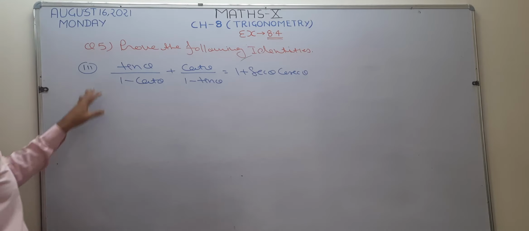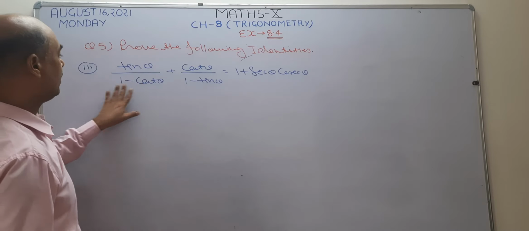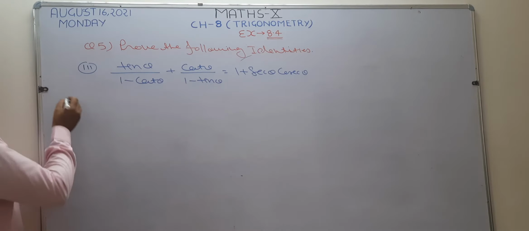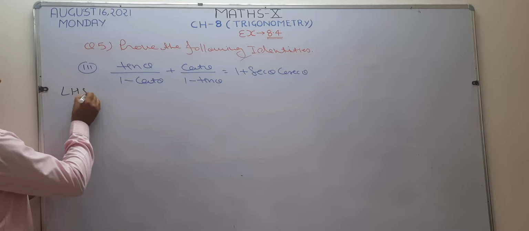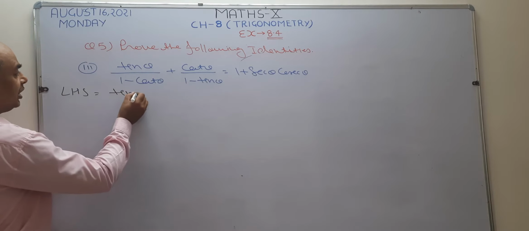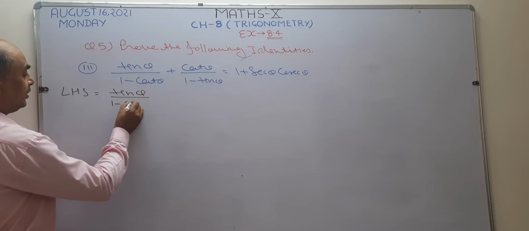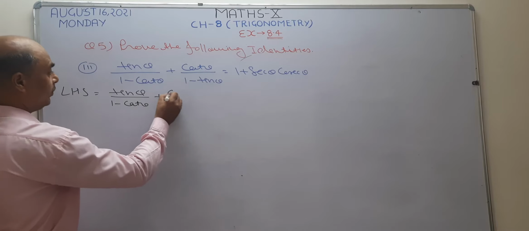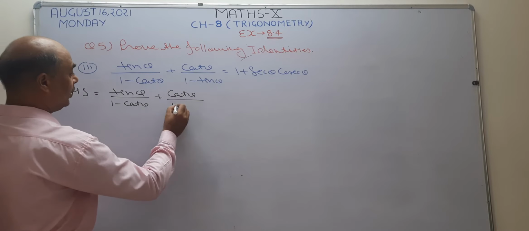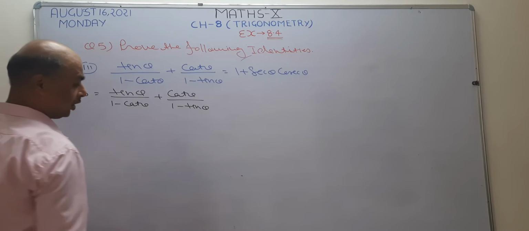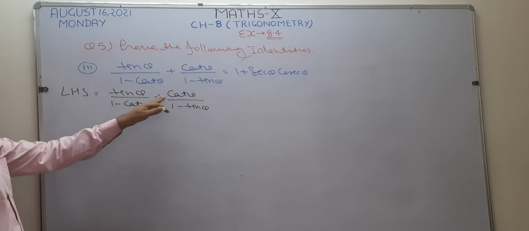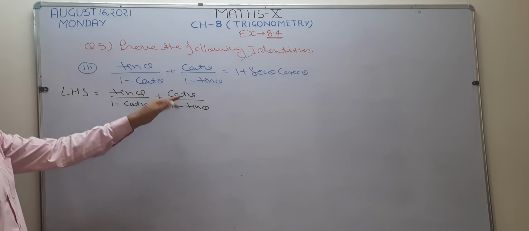Now we are going to solve the third part of this question number 5 by using the left hand side. So write here left hand side. In the left hand side what is given? Tan theta upon 1 minus cot theta plus cot theta upon 1 minus tan theta. Now what is the first step? Convert every term of the given question in terms of sin and cos.